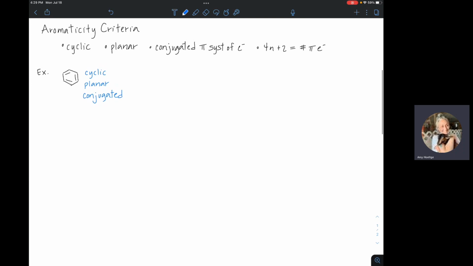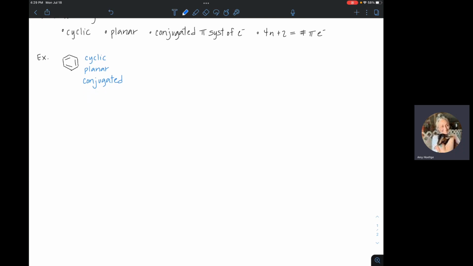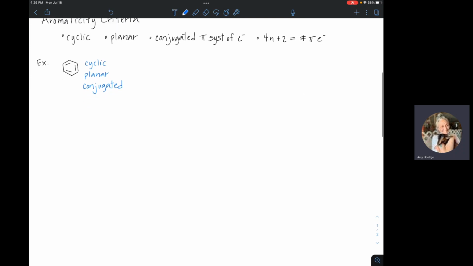So the first 3 criteria we can check off the list, and then the very last thing you want to check is to make sure it obeys Huckel's rule. So in other words, I see that I have 3 double bonds, or in other words, I have 6 pi electrons, right? So 4n plus 2 is equal to 6 pi electrons. So n is a whole number. So up here, n is going to be any whole number.